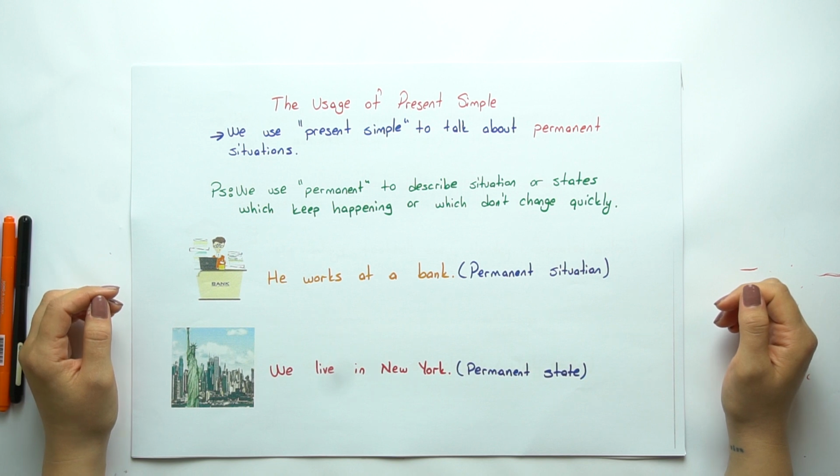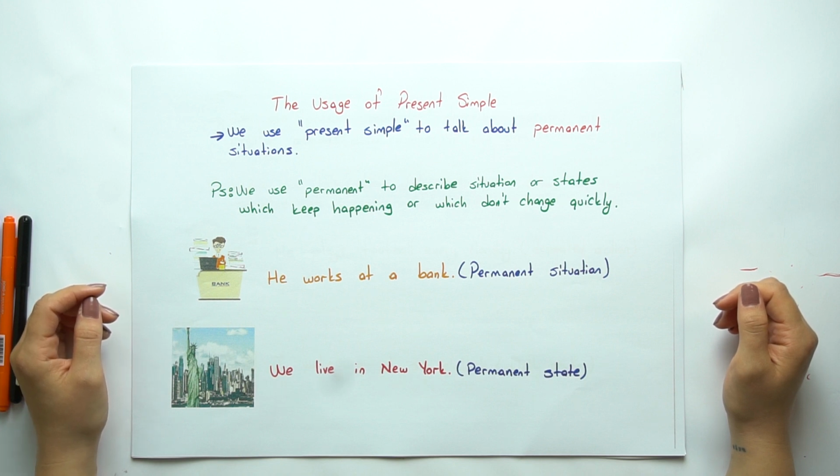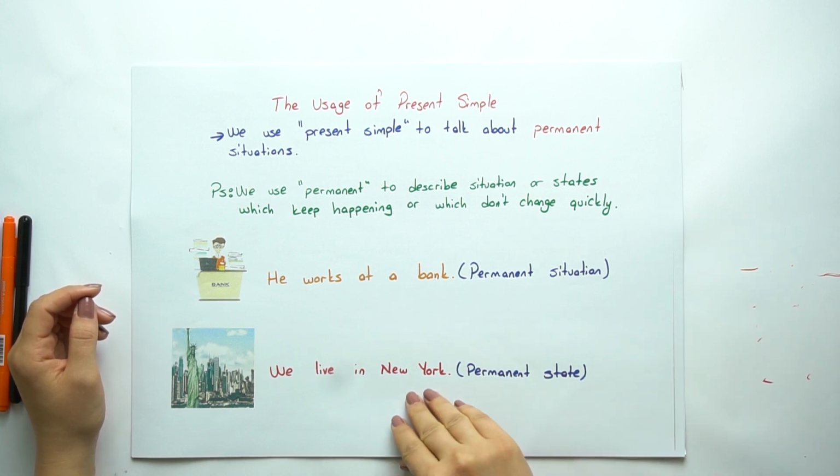Okay, we use present simple to talk about permanent situations. We use it to describe situations or states which keep happening or which don't change quickly. Let's have a look at the examples. First one, he works at a bank. As you see, this is a permanent situation. Second one is we live in New York. This is a permanent state.